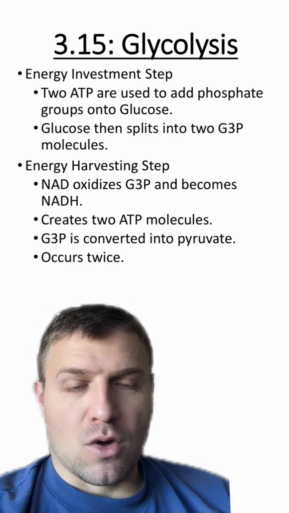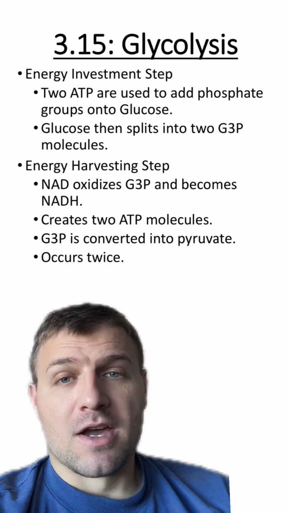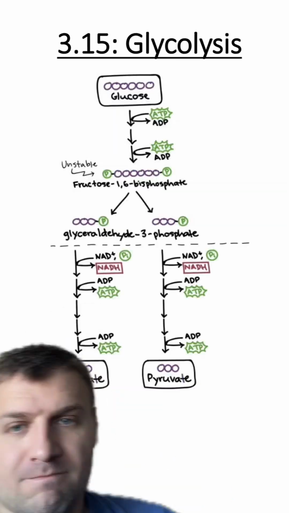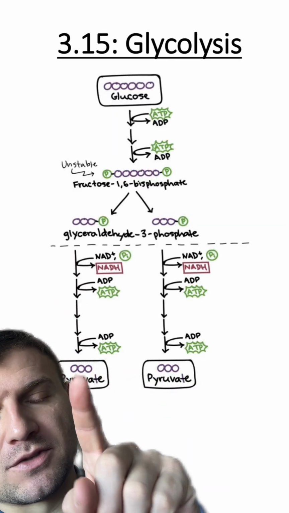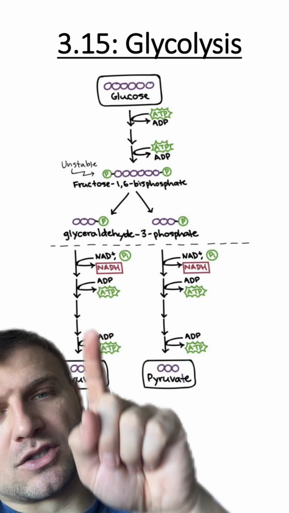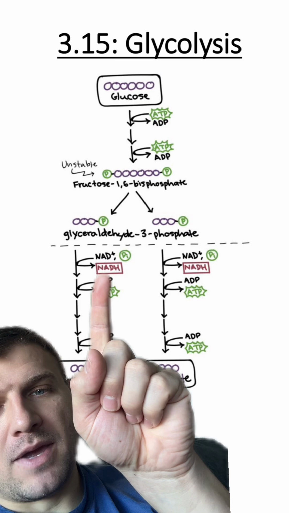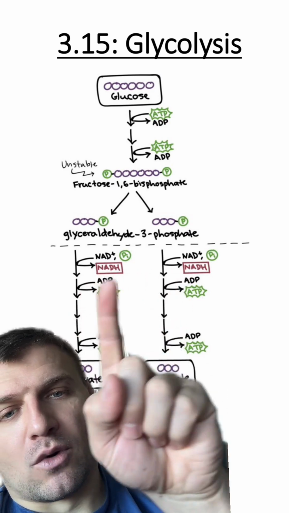And like I said, this whole process occurs twice because there are 2 G3P molecules from the energy investment step. So again, each of these G3P molecules is going to go through this process where NAD becomes NADH and we get 2 ATP molecules. So overall in this energy harvesting step, we're making 2 NADHs and 4 ATP.